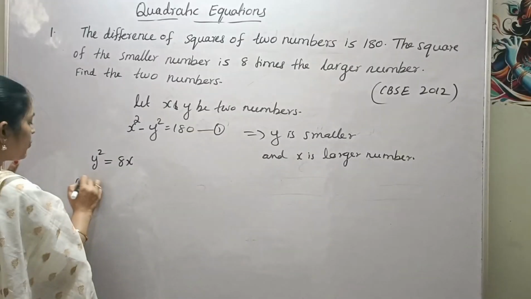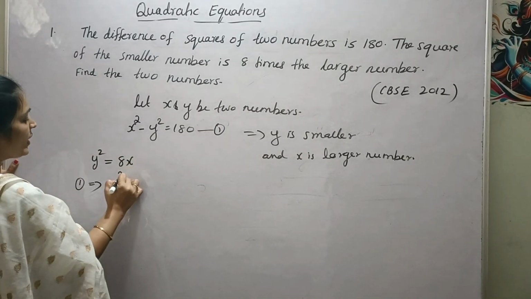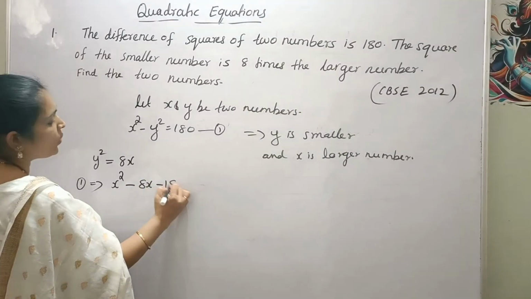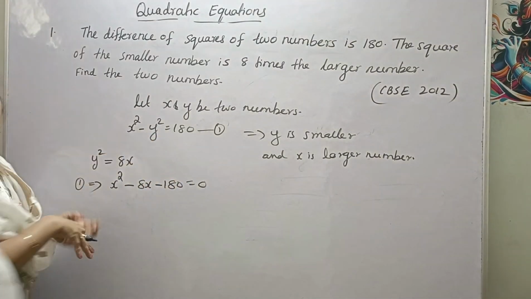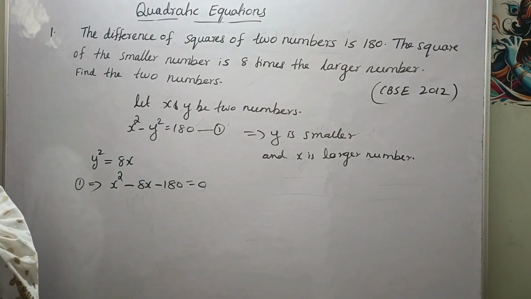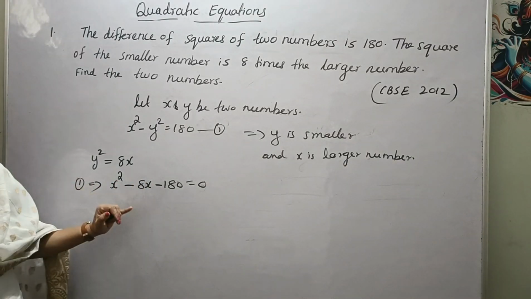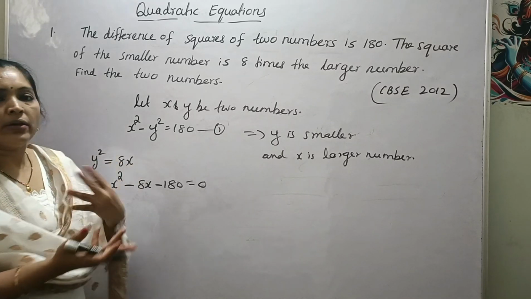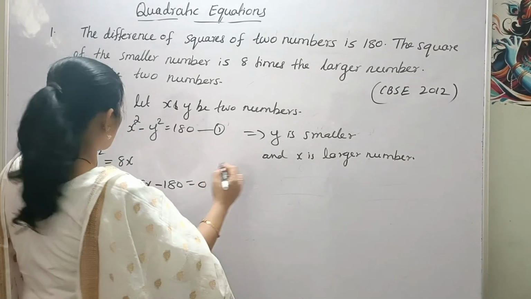So substitute. Equation 1 gives x square minus, what is y square? 8x. 8x minus 180 is equal to 0. We have taken 180 to the left side. See, now we have got a quadratic equation. So from this we will find the roots of this quadratic equation, meaning the values of x. So let's apply the quadratic formula to find the solution.